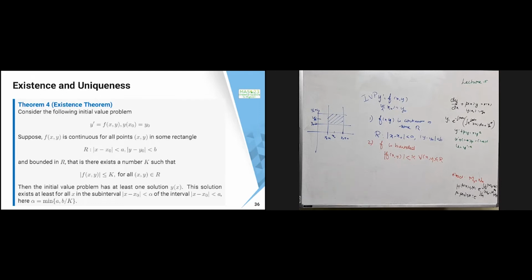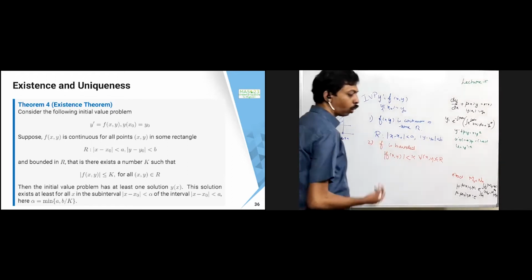Then this theorem is called the existence theorem. This existence theorem says that if f is continuous and f is bounded, then this theorem guarantees that at least one solution is going to exist.